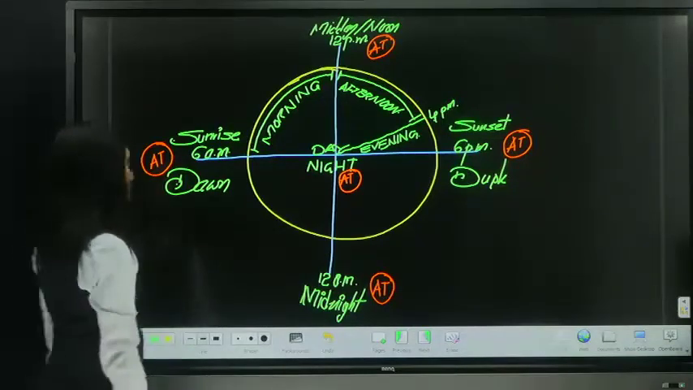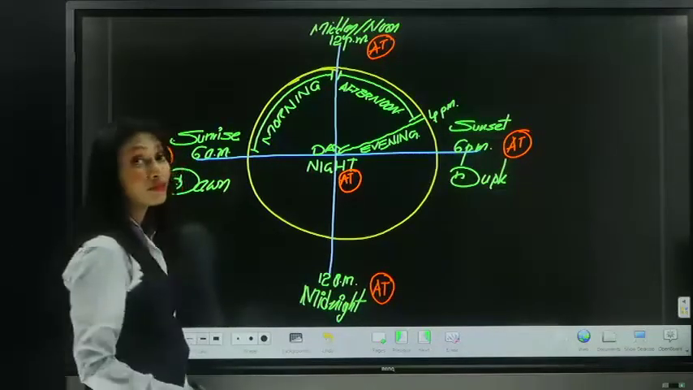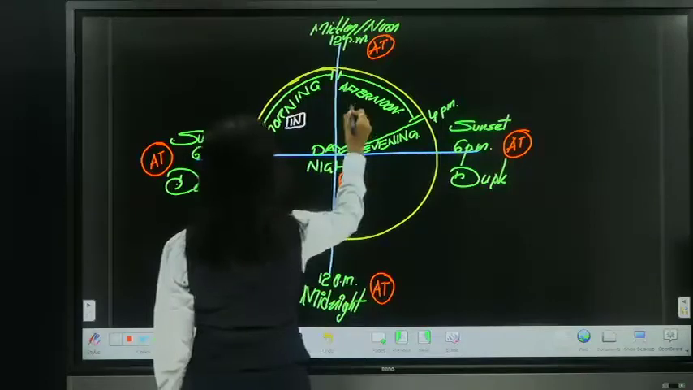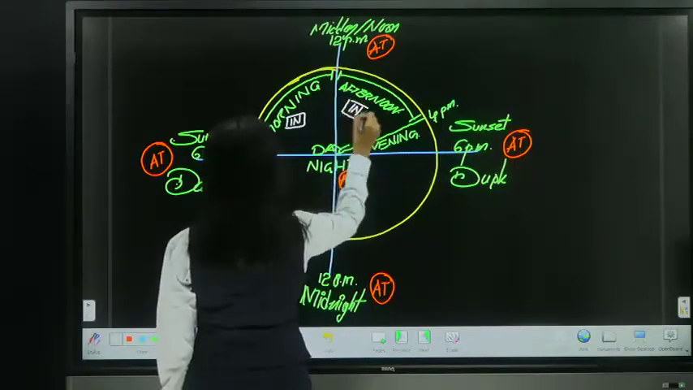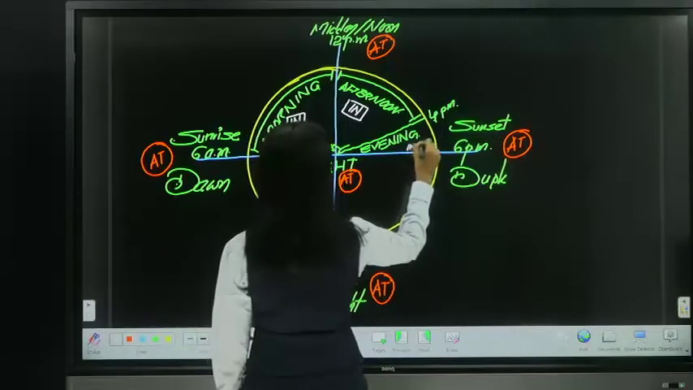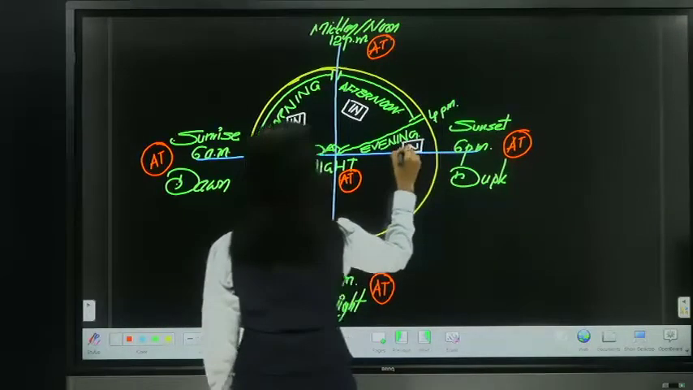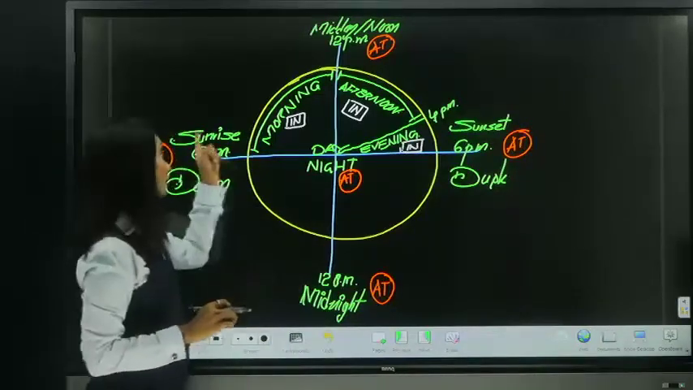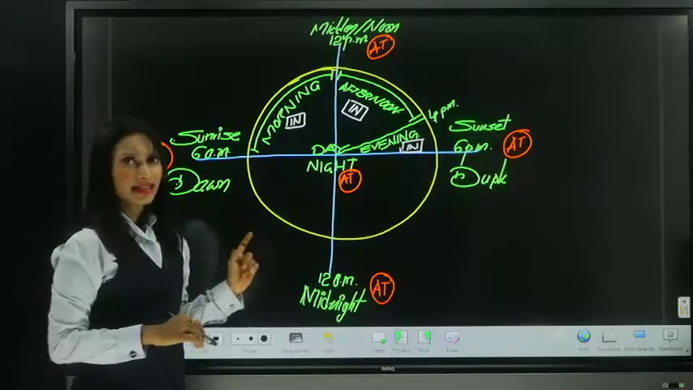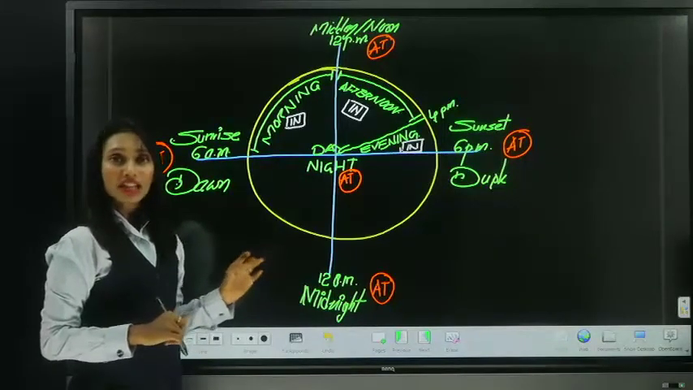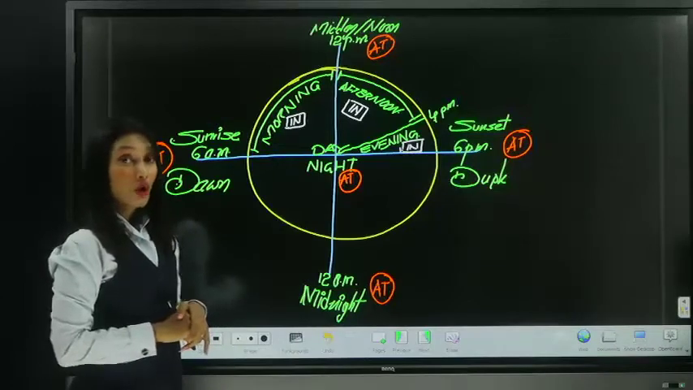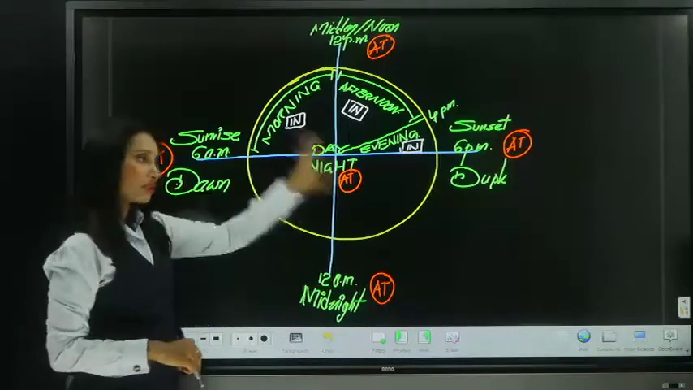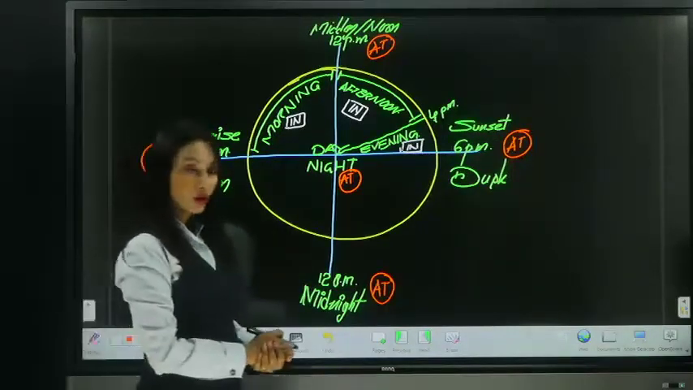But only for the sessions of the day, like in the morning, in the afternoon, and in the evening. Only for the sessions of the day we use in. For the rest we use at only, including clock timings: at 6 a.m., at 7 a.m., at 10 o'clock, at 11 o'clock. Only for the sessions of the day we use in the morning, in the afternoon, in the evening. For the rest we have to use at only. I hope it is clear.